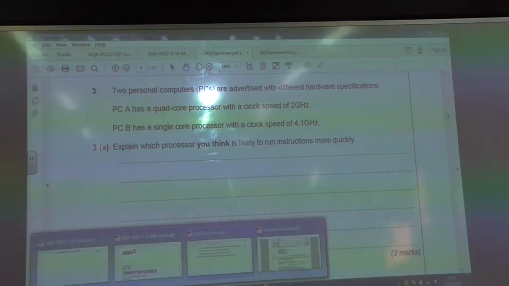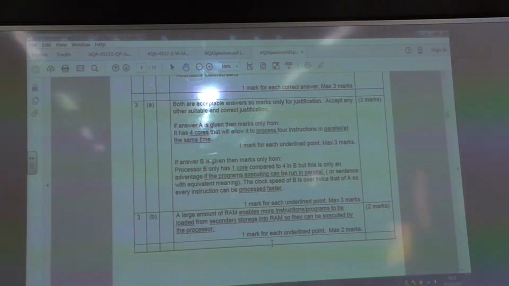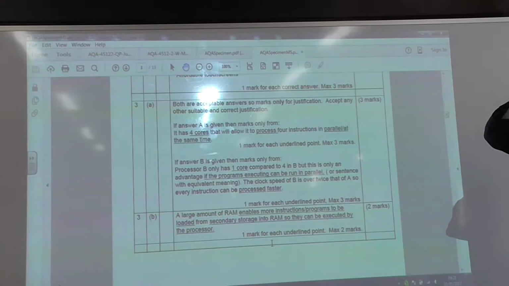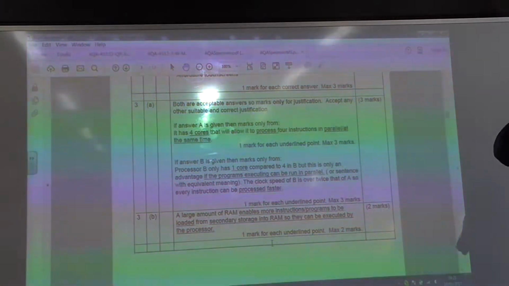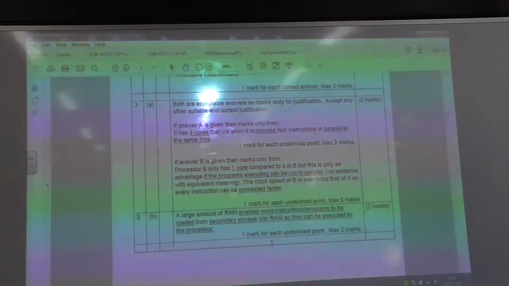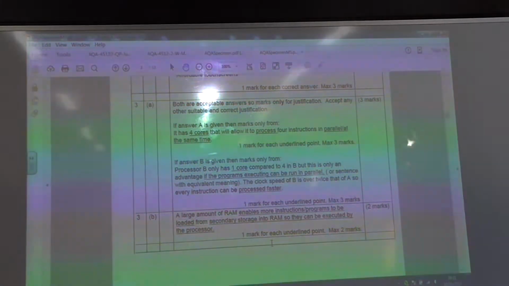Rather than verbally going on, I'm going to show you. This is what they were looking for, which isn't necessarily what I would have thought, but this is what they were looking for. If you're going for answer A, there are no marks for saying PCA or PCB. I think that confuses a few people, because people think, right, I know it's PCA, so that'll be 1 mark, and then 2 marks for justification. Actually, they've not done it that way, which is unusual. It is a strange question. It has 4 cores that will allow it to process 4 instructions in parallel at the same time.